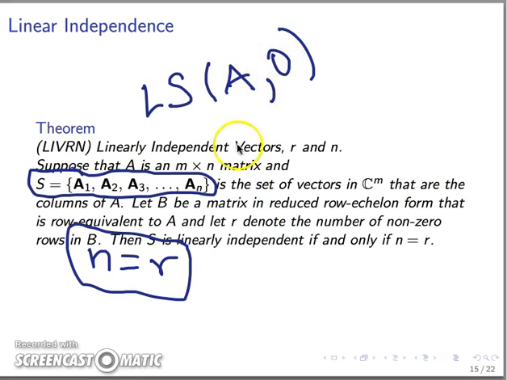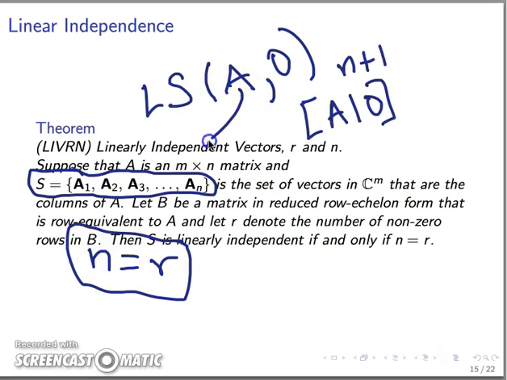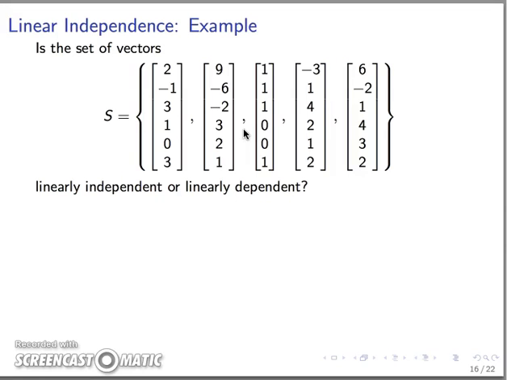and 0 as the vector of constants. But if instead you form the augmented matrix, this augmented matrix would have n plus 1 columns, right? So we're always calling n the number of columns in the matrix of coefficients. And if that n is exactly equal to the number of non-zero rows in the RREF, then we're going to have independence. So here we have a case.